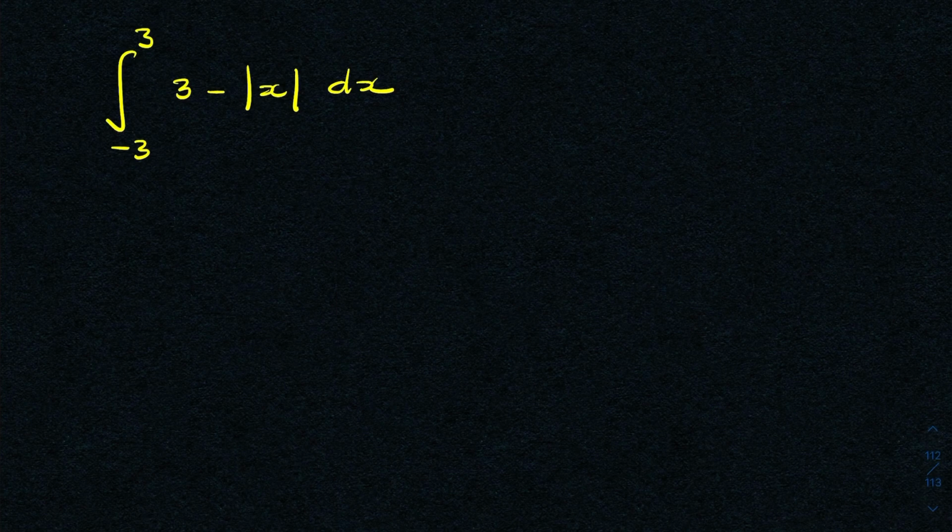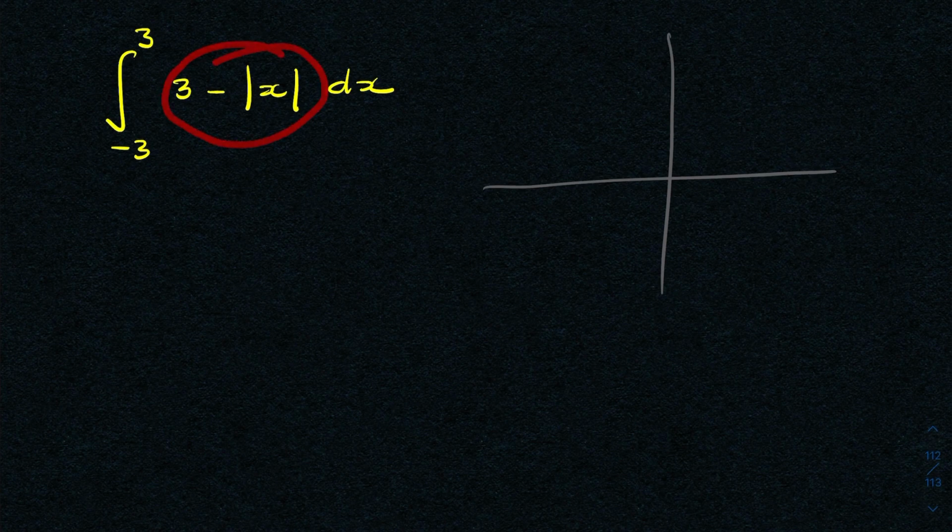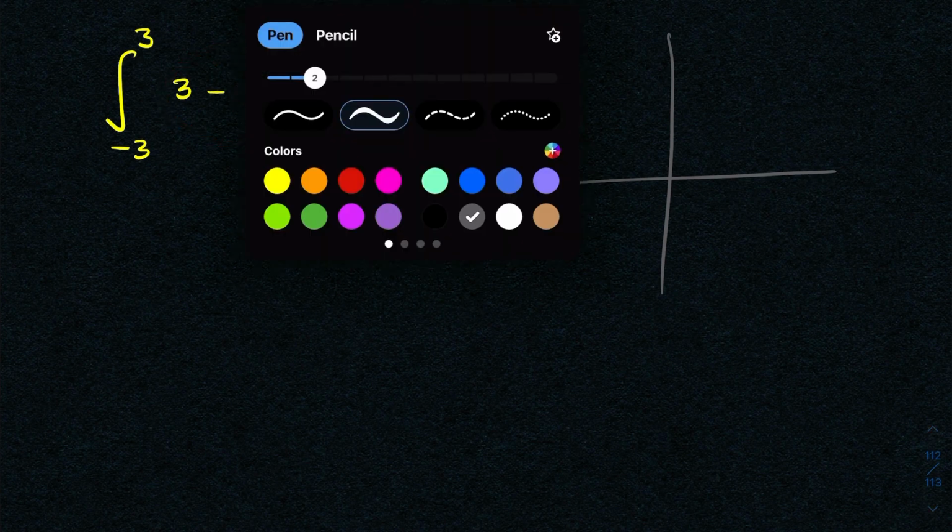Here we have an integral with a modulus function, and this is relevant because we have negative values for x in the limits. So the first step in a question like this is always to try to sketch your function to see what it looks like. So 3 minus x is a straight line.